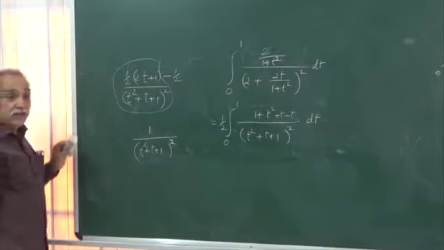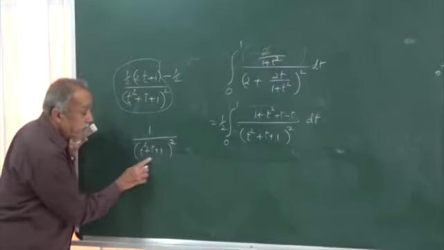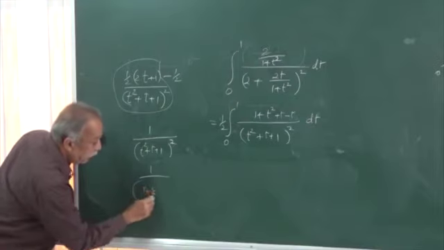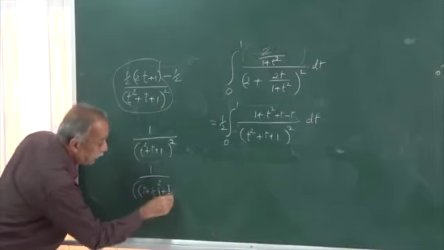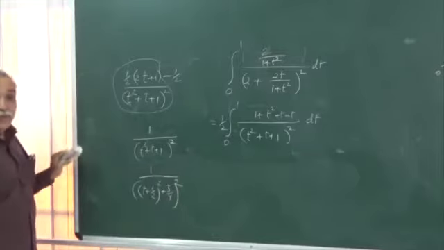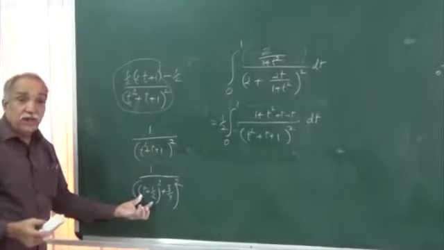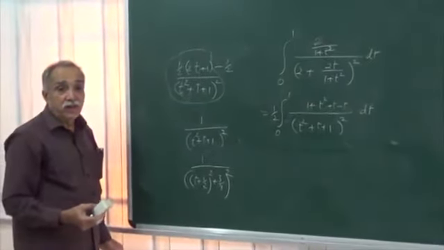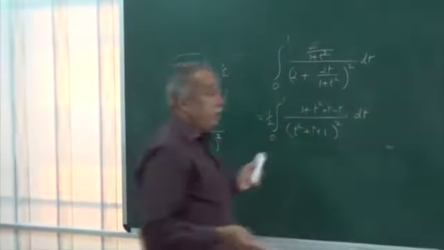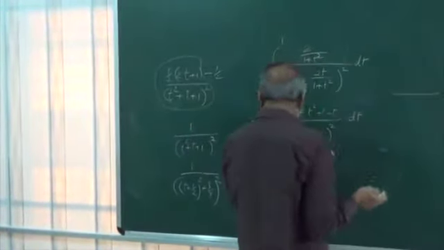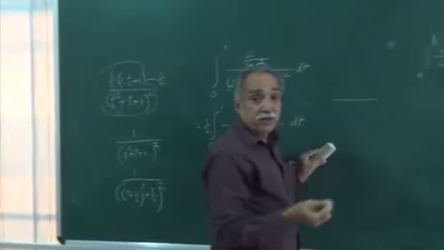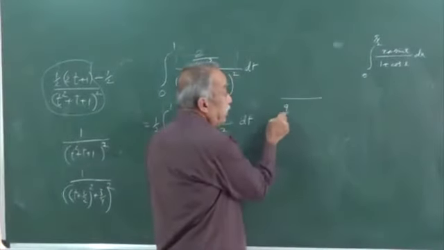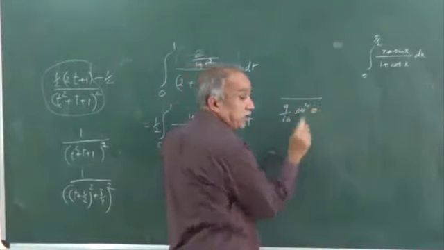Once you attain this stage, my suggestion would be you write this applying the method of completing squares as t plus half whole square plus 3 by 4, again to be square. Apply substitution t plus half equal to root 3 by 2 tan theta. When that substitution is applied, what will happen to the integrand? Denominator will become 3 by 4 tan square theta plus 1, within brackets is 3 by 4 secant square theta, when squared 9 by 16 secant power 4 theta.